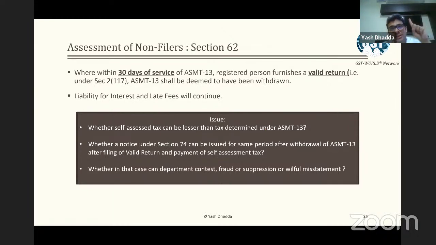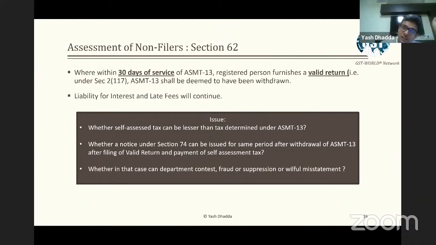What is this? Section 62 says that if your best judgment assessment has been done and there is an order in ASMT 13 which has been issued to you, within 30 days of the service of ASMT 13, you are required to file a valid return. Now friends, in 62 they are using the word valid return, they are not using the word return.